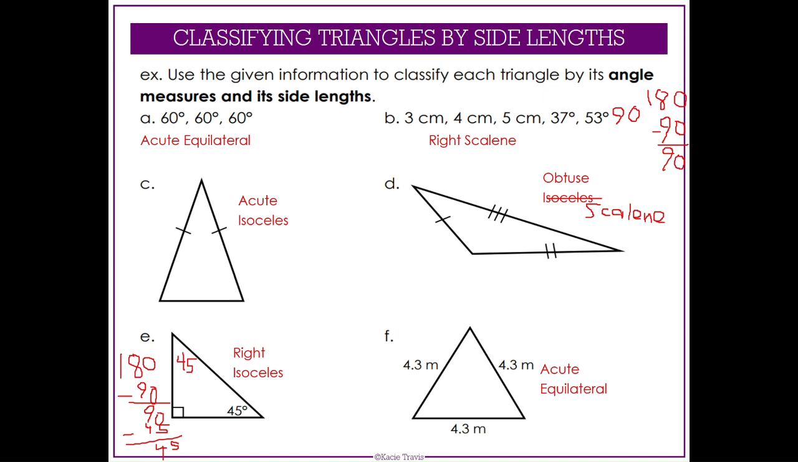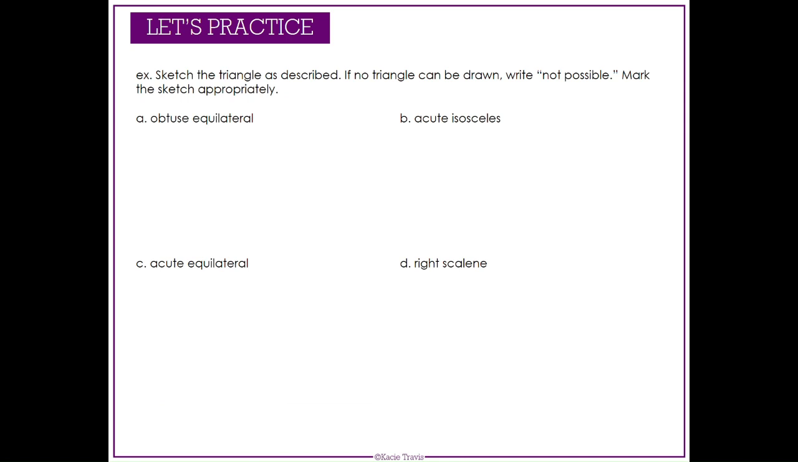All right. Now, over on the side and on the bottom, on the side, you want to go through and sketch the triangle as described. If no triangle can be drawn, write not possible. And then just go through and mark the sketch appropriately. So you don't have to measure it out with a full ruler and give me lengths like that. You can use hash marks like how we used for some of the examples that we just saw. So pause it, give it a try, and then let's see what it is.